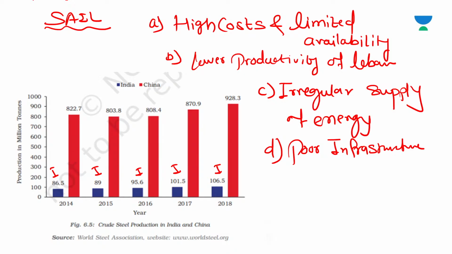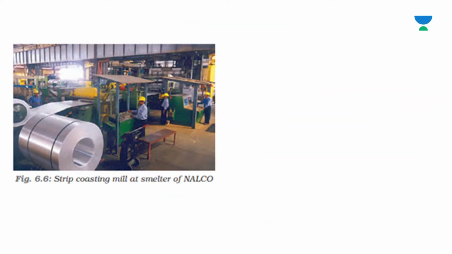Now, after this, we are discussing the aluminum smelting. So, aluminum smelting plants in the country are located in Odisha, West Bengal, Kerala, Uttar Pradesh, Chhattisgarh, Maharashtra, and Tamil Nadu.